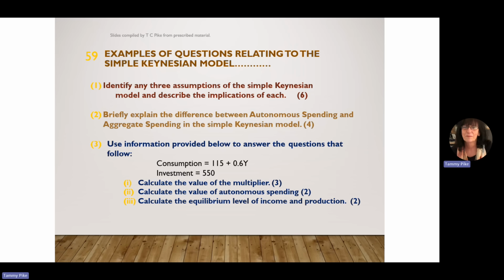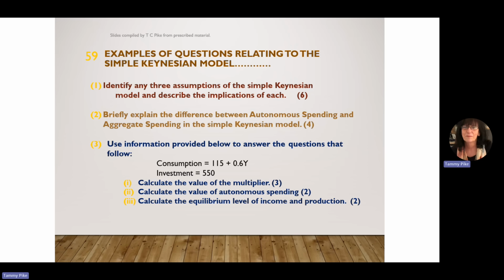First example of questions. Identify any 3 assumptions of the simple Keynesian model and describe the implications of each. It goes without saying that assumptions have to be learned. You won't know them unless you learn them, because they are whatever we want them to be. It's not as though you have to have an understanding to learn the assumptions. You have to learn the assumptions in order to understand the model. All right, so NB, you've got to learn them.